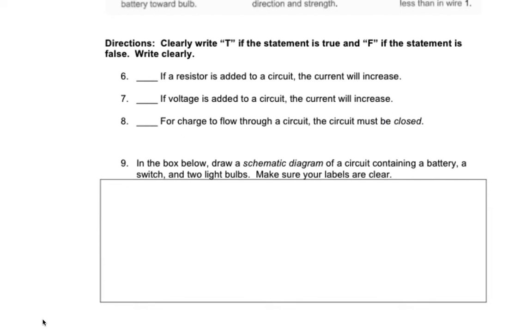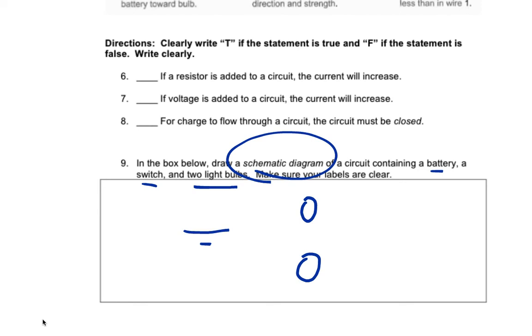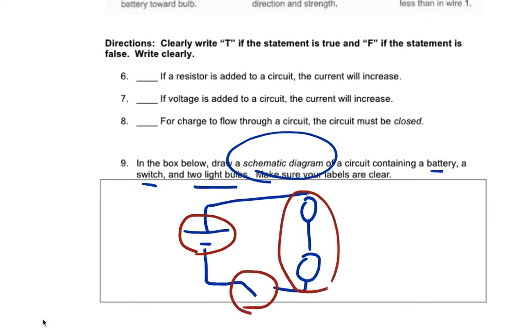Last question on the front side of your quiz said to make a schematic diagram of a circuit containing a battery, a switch, and 2 light bulbs. Make sure your labels are clear. So 1 battery, right? This is the symbol for a battery. 2 light bulbs. Here's my light bulbs. Let's connect everything and put a switch in. So a switch would look like this. Everything is connected. There is a circuit with a battery, a switch, and 2 light bulbs.